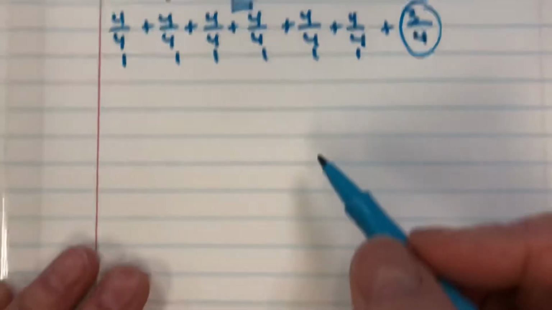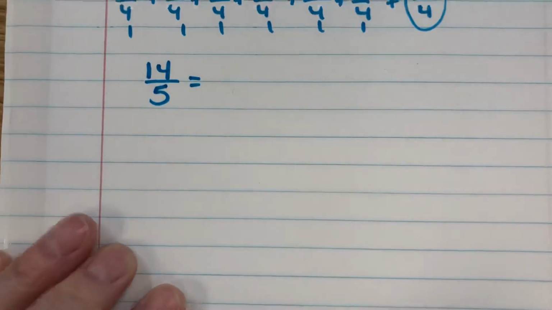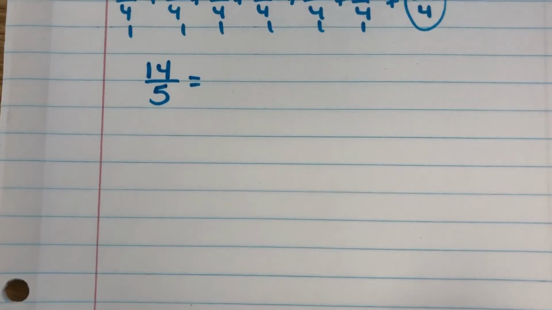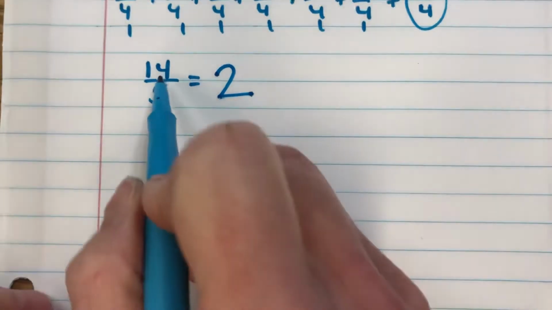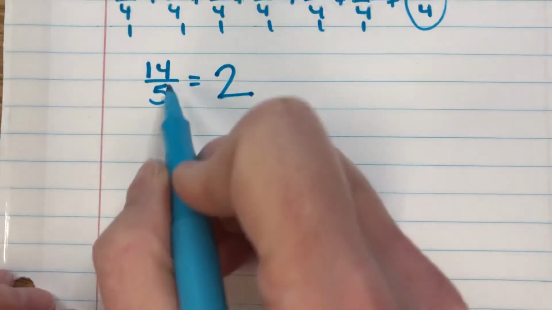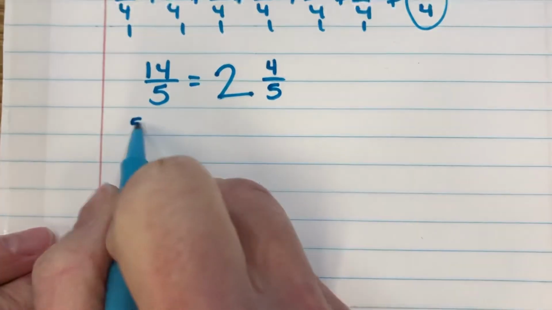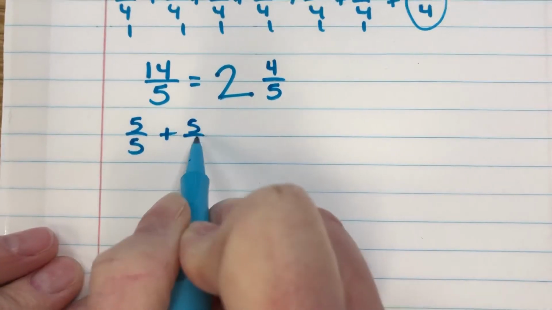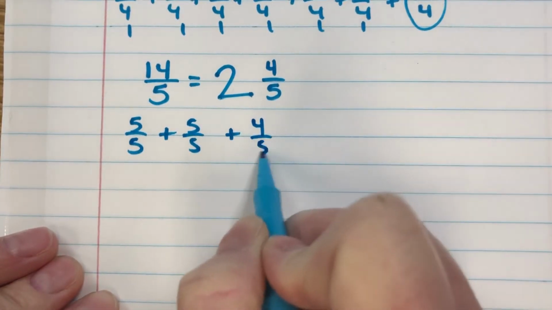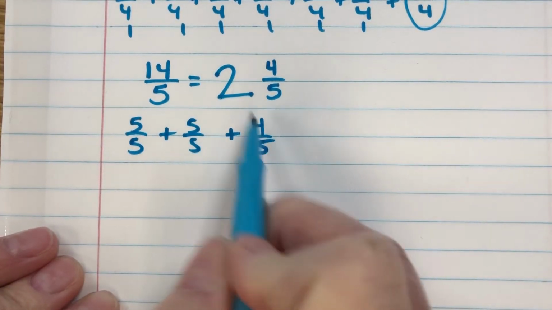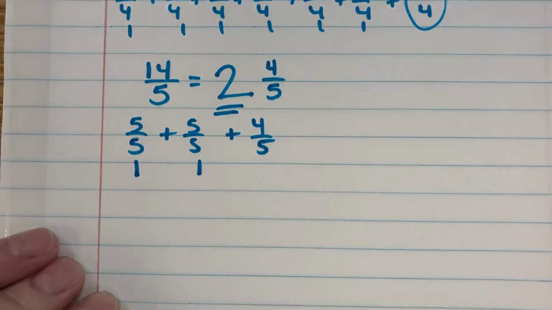Let's try one more of those. 14 fifths. So 5 times what will get me closest to 14? 5, 10. Now I'm at 10, I need to get to 14. That means I have 4 left out of the 5. Or you could look at this as 5 fifths. Now I'd have 10 fifths. And I can't do another, I'd need 4 more fifths. 5 plus 5 is 10, plus 4 is 14. So 2 and 4 fifths.